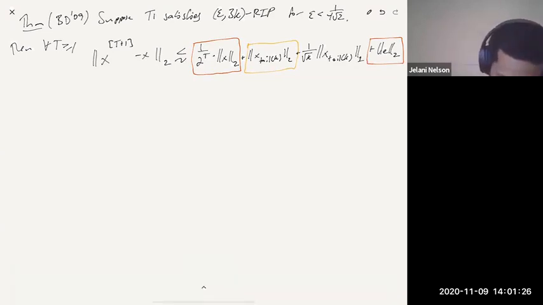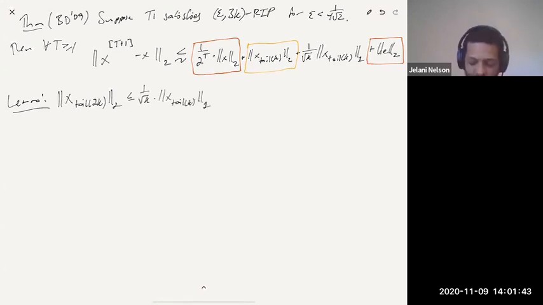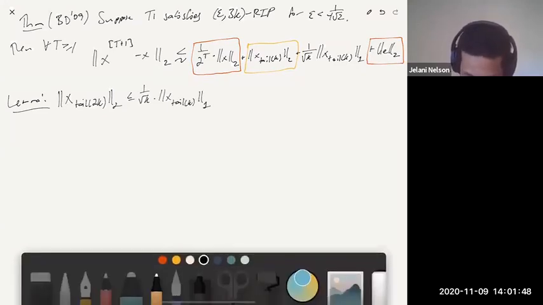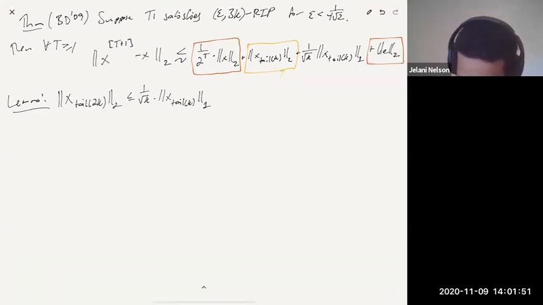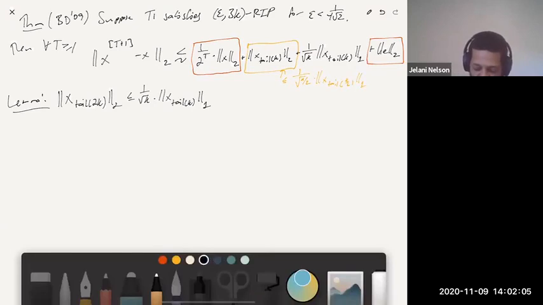So lemma. Let's look at the L2 norm of x tail 2k. I claim that it's at most something like 1 over root k times the L1 norm of x tail k. Here k is anything; this is just a general fact about vectors. What that means, for example, is that this part here is at most 1 over root k/2 times the L1 norm of x tail k/2. So up to changing k by a factor of 2, it's dominated by the other term anyway.